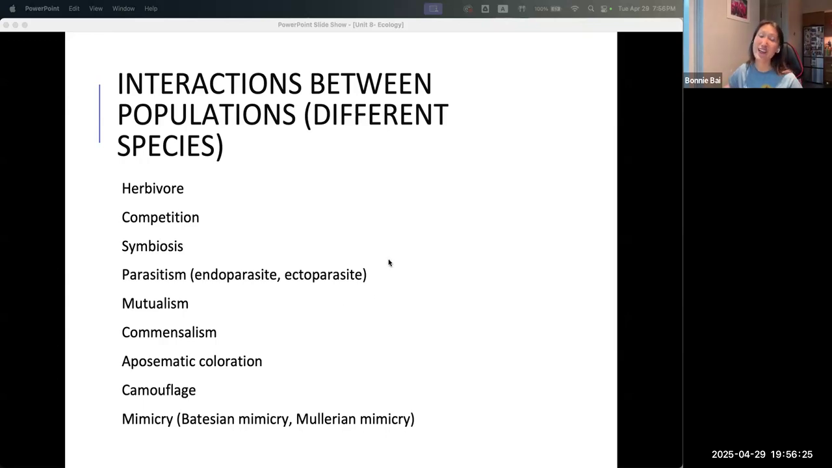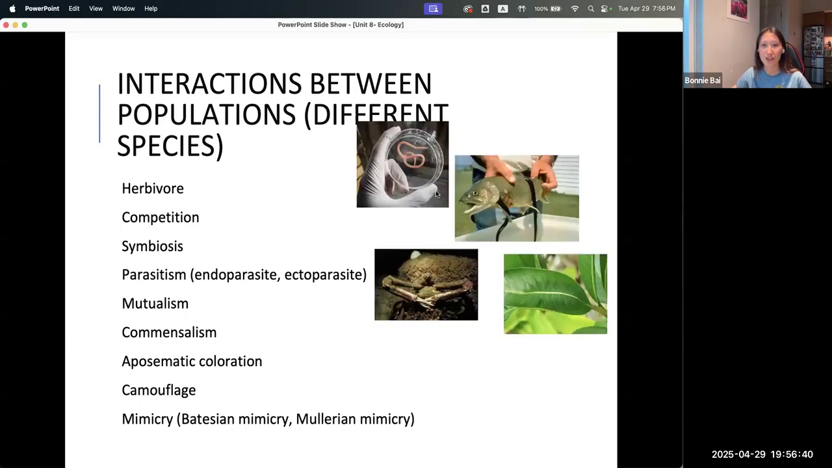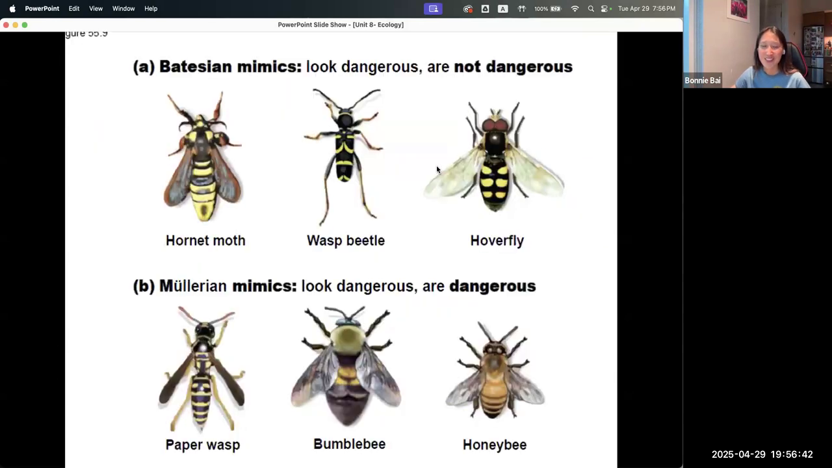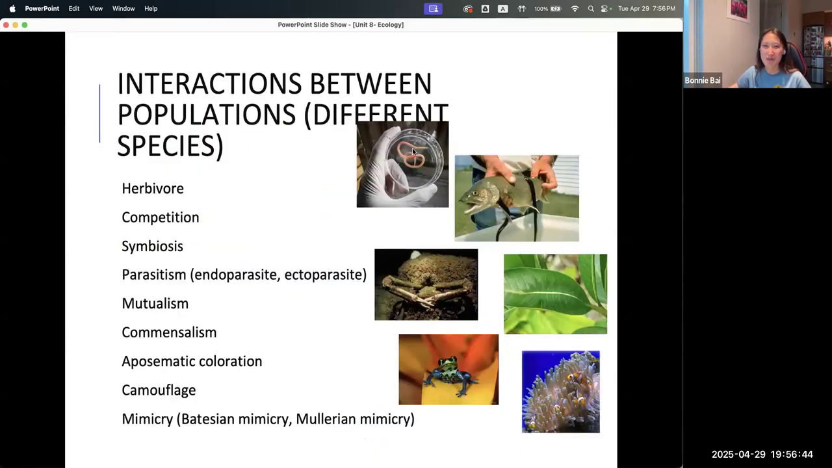We don't need to talk about mimicry, but the exact wording you don't have to remember, the concept of it is helpful. Let me just see. Oh, look, we have pictures. Okay, so pictures. We got parasite.